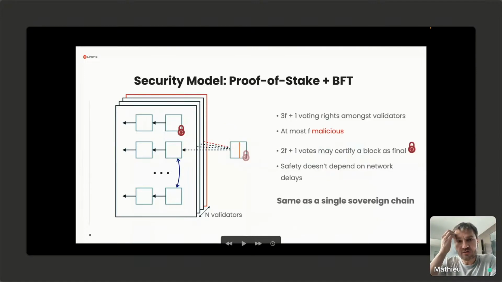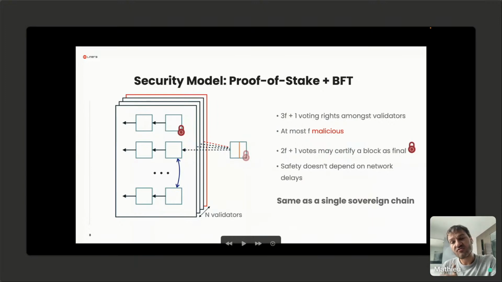Okay, so I was talking about the notion of quorum. Linera is a proof of stake system that uses a notion of quorum. So it's relying on the classical notion of security that comes from the world of BFT, Byzantine fault tolerant consensus protocols. So it's extremely classic. The security assumptions are exactly the same as a single sovereign chain that would run a proof of stake system just out of a textbook.